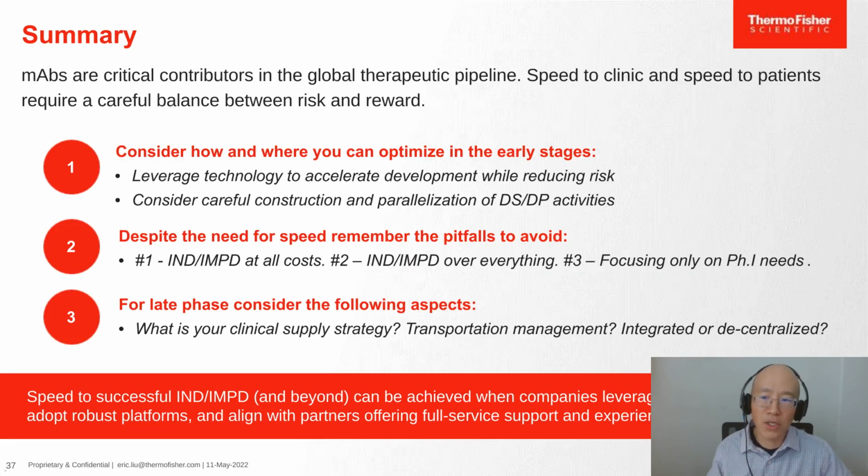In summary, monoclonal antibodies have filled and will continue to fill a very critical role in the global therapeutic pipeline. The pressures driving speed to clinic and speed to patients are diverse and challenging and require careful balance between risk and reward. 3 elements to consider are: 1, how and where you can optimize in the early stages to get to first-in-human trials, by leveraging technology to accelerate development while reducing risk and considering careful construction and parallelization of drug substance and drug product activities.